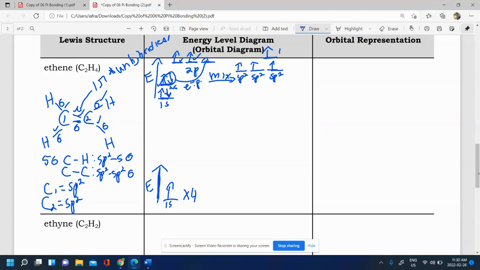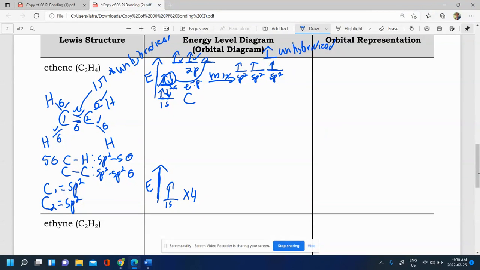So I'll just call this unhybridized. And I know I need that because I have a multiple bond there. I have a double bond, so it has to be an unhybridized orbital. And I'm going to draw the other carbon in the same way. So this is one carbon, carbon number 1, carbon number 2, doesn't really matter.